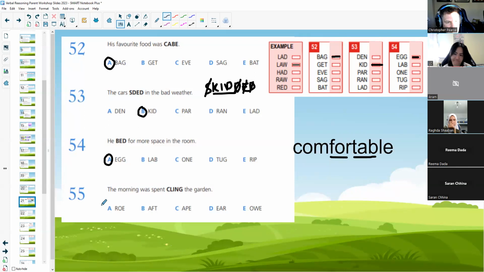So 55, the morning was spent something the garden. So again, if the child's not quite sure what maybe would happen in the garden, if there was lots of leaves they needed to get rid of, maybe they spent the whole morning clearing the garden. So the word that we need there is ear.